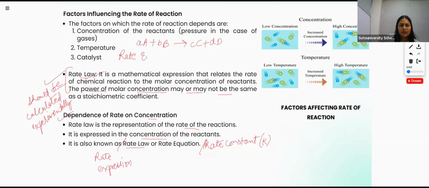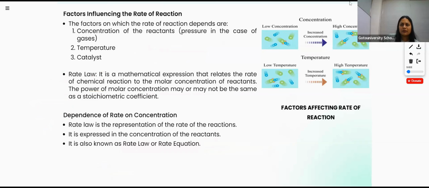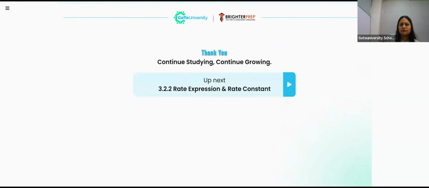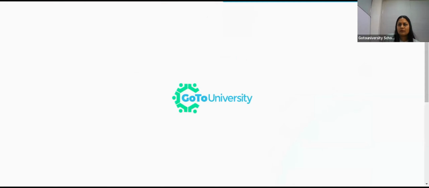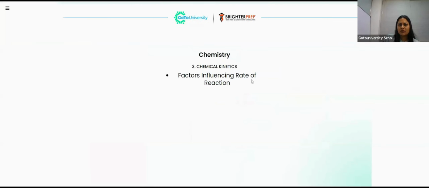Now, what will be the rate expression for this specific reaction? The rate expression will be directly proportional to the concentration of the reactants raised to the power of their stoichiometric coefficients, like this. Let us understand this rate law better, what the rate expression is.